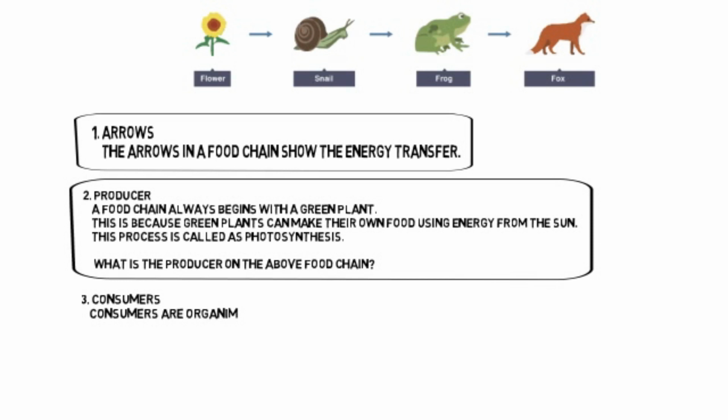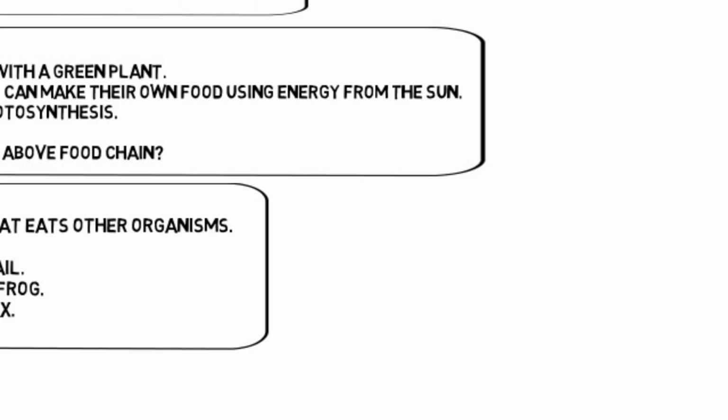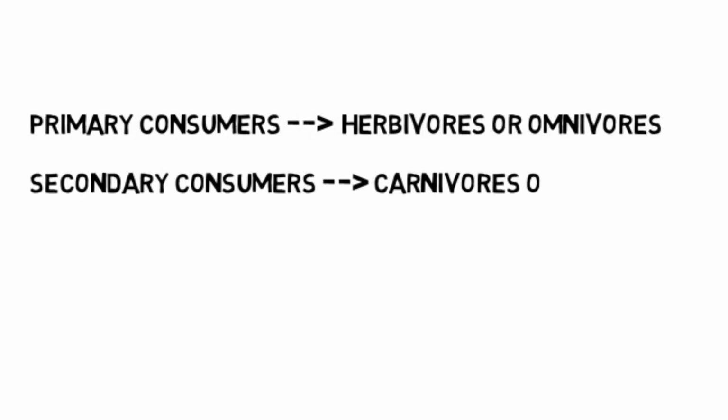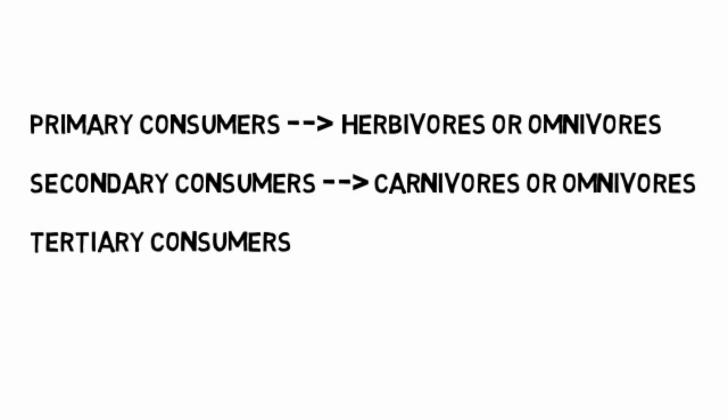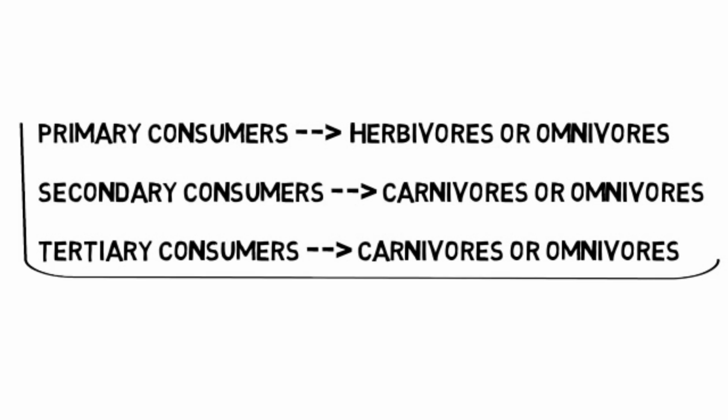Number 3, consumers. Consumers are organisms that eat other organisms. So in the food chain above, the primary consumer is the snail. The secondary consumer is the frog, and the tertiary consumer is the fox. The primary consumers are mostly herbivores or omnivores. Secondary consumers are mostly carnivores or omnivores, while the tertiary consumers are mostly carnivores and also omnivores.